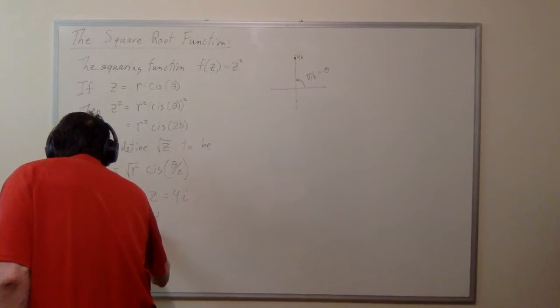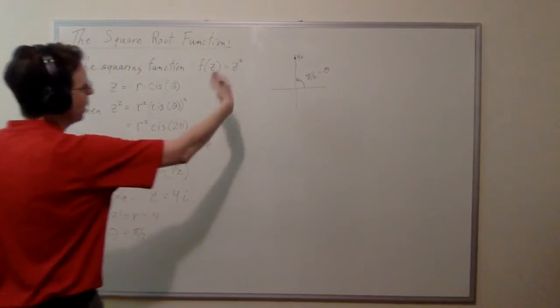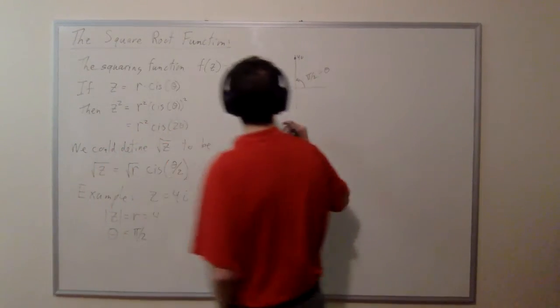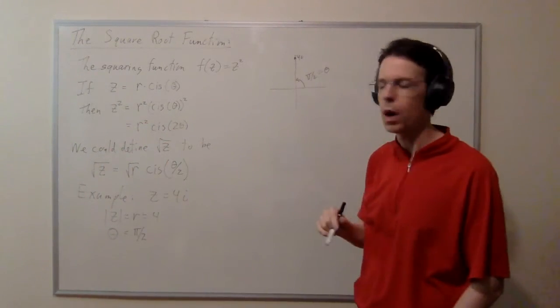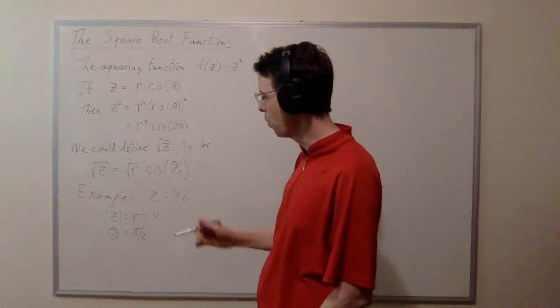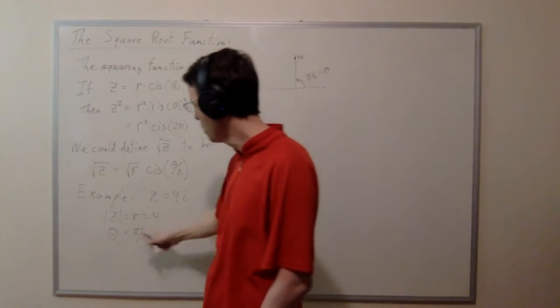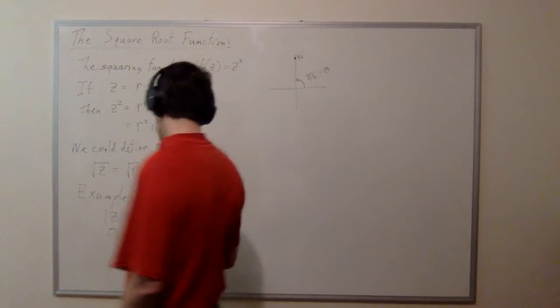Now, why did I say there are some choices? Well, I could have taken the same plus 2 pi or the same minus 2 pi, and we could worry about what happens when I do that. But pi over 2 is the natural thing to take.